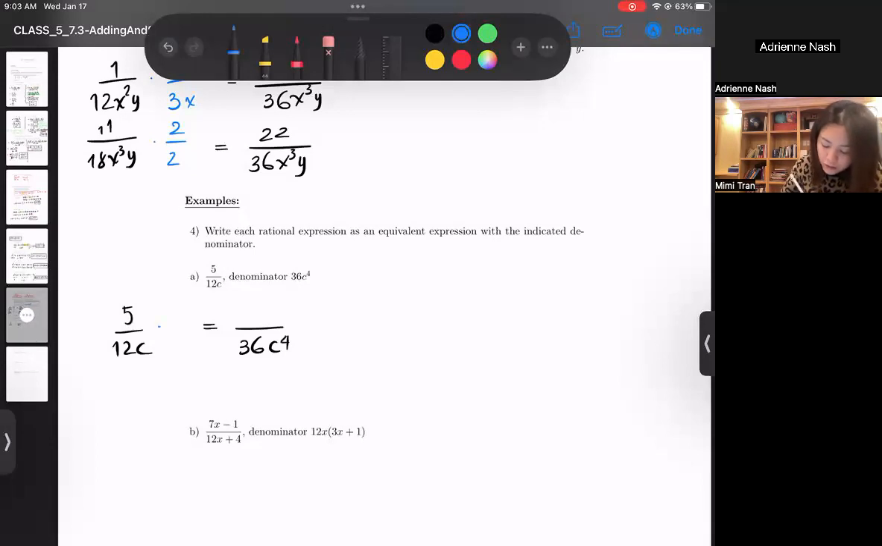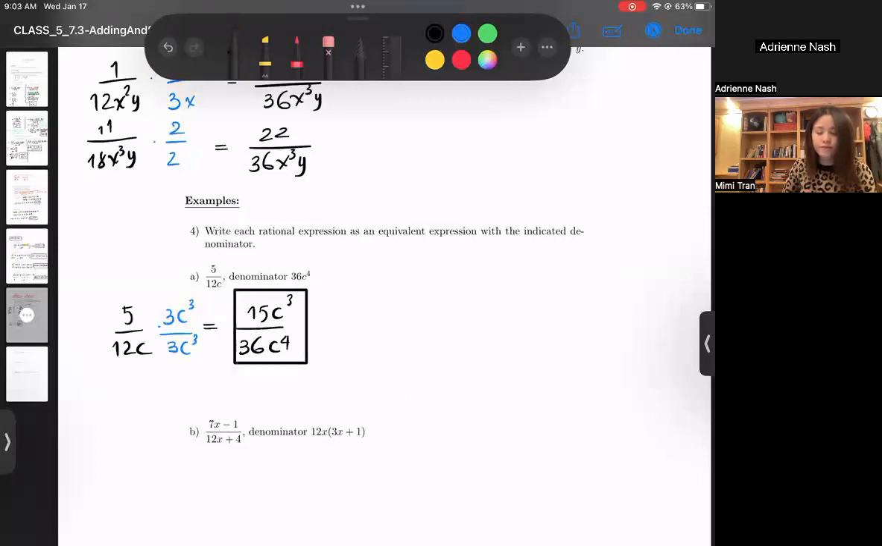So let's see. I have to multiply the 12 with a 3, and I need 3 more copies of c. And I do the same thing to the top, so I don't change my expression. So the top will be 15c to the 3rd, and the bottom is 36c to the 4. I checked. Yeah, that's what they meant.